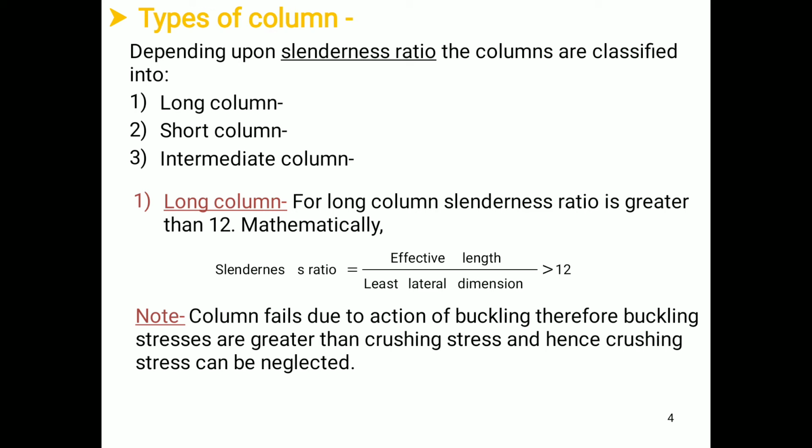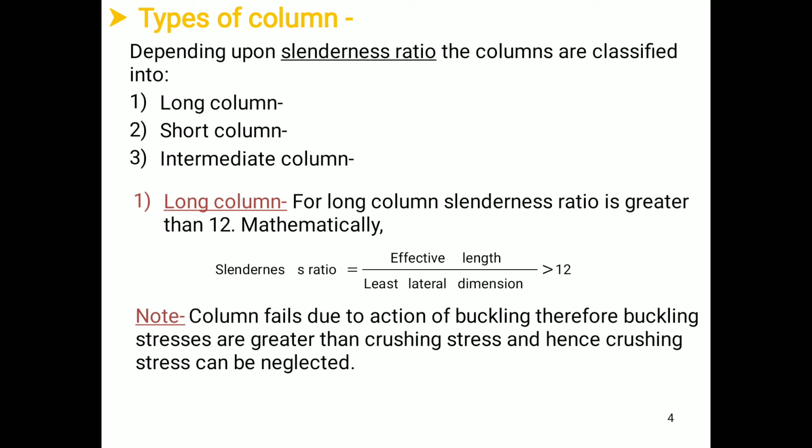So first of all we will discuss the long column. For a long column, the slenderness ratio is greater than 12, and mathematically the slenderness ratio is the ratio of effective length to the least lateral dimension. If that is greater than 12, then it can be classified as a long column. What effective length is and what least lateral dimension is, we are going to discuss in the coming slides.